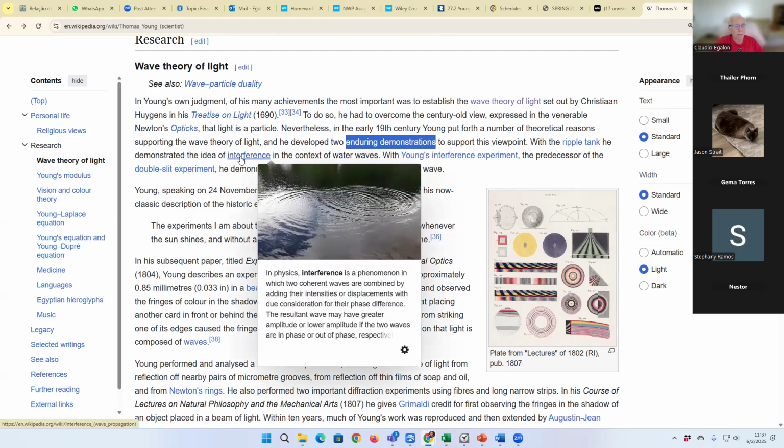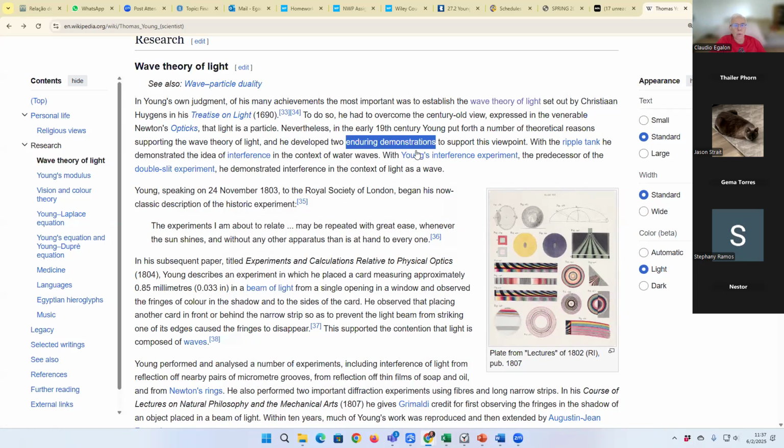Okay, that's the type of thing that we can do anywhere. Just in your bathtub, you can do that. Fill up the bathtub with water and then put your hand on the surface of the water. You're going to see waves propagating, right? And then if you put two of your fingers in the water, you're going to see water interference due to the wave nature of the water wave. With the ripple tank, he demonstrated the idea of interference in the context of water waves.